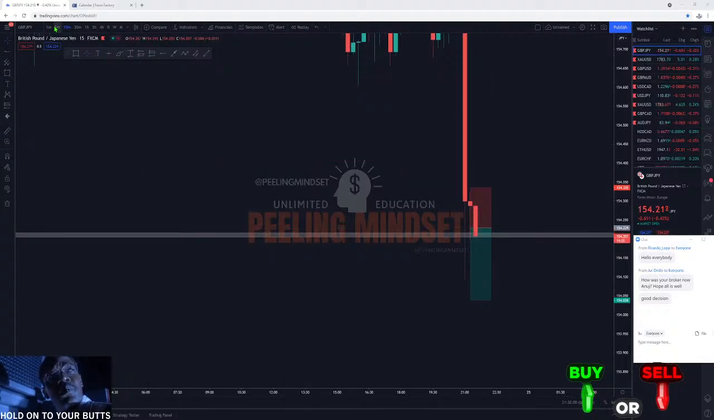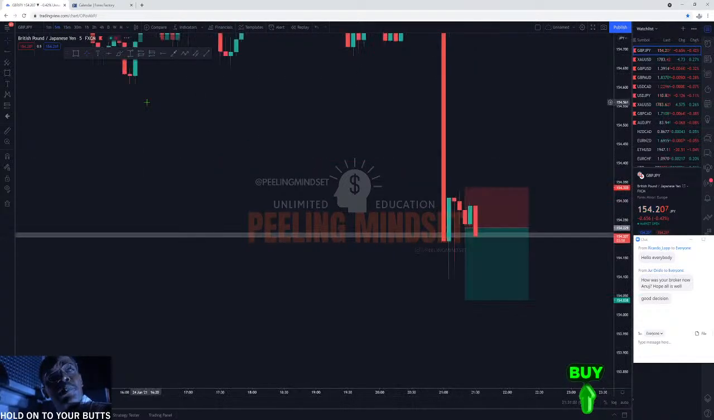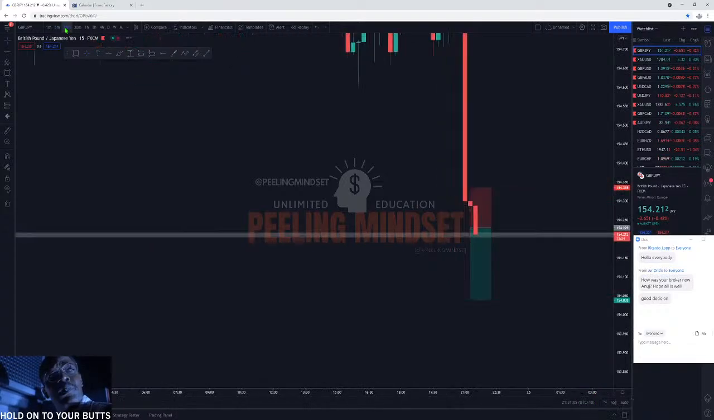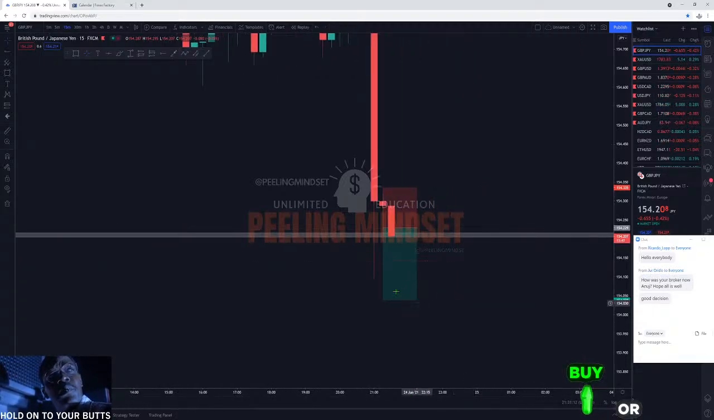Yep, the trade is running. Let's see. The current 15-minute candle is still bearish. Let's see. I just need 10 pips out of the market. 10 pips, I just need 10 pips. Let's see. Just need 10 pips out of the market. Wow, and it's moving down.